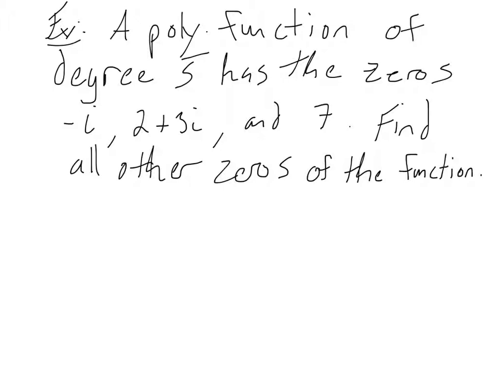First of all, how many total solutions should this have? 5. We have 3 of them already. 2 of them are complex. So if negative i is a solution, what should also be a solution? i also needs to be a solution. And if 2 plus 3i is a solution, we also have to have 2 minus 3i. So the other two are i and 2 minus 3i. If we add those all together, that's 5 total solutions, and so we're done at that point. So that's how we can use it. If we have one complex solution, we know the conjugate must also be a solution.